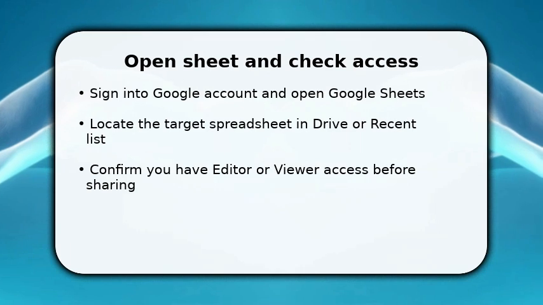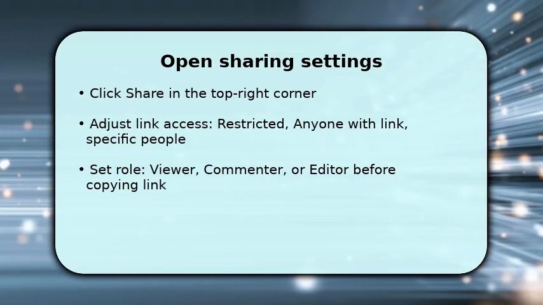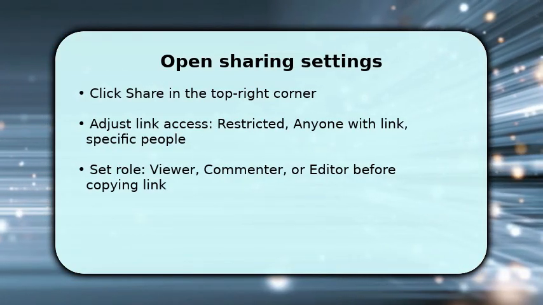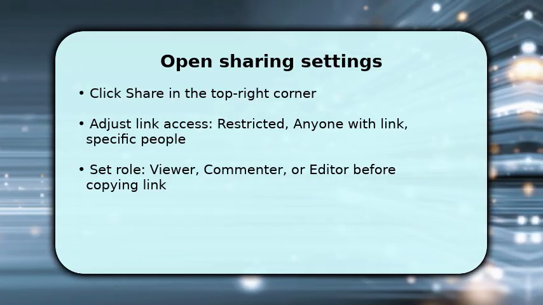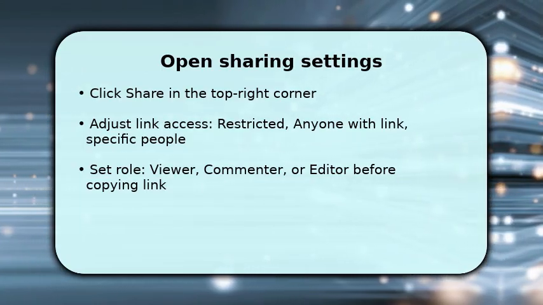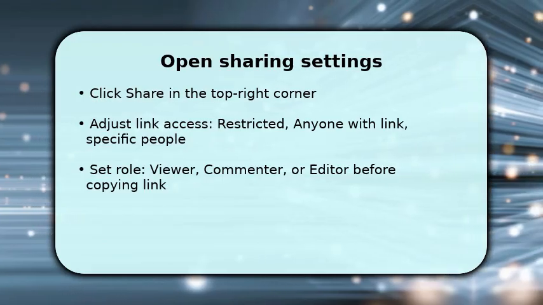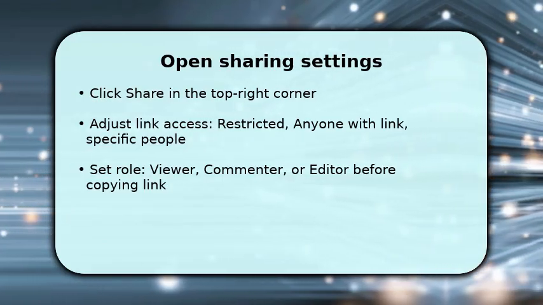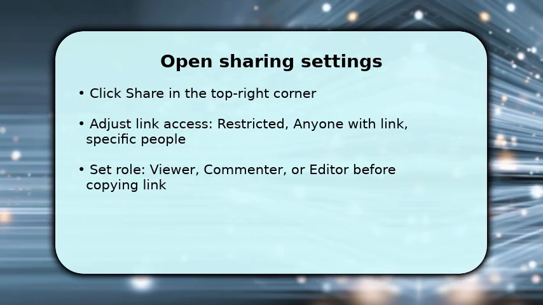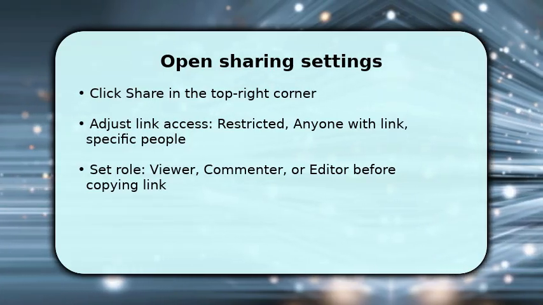You then click the Share button at the top right to open sharing settings. Once the dialog appears, make sure to adjust the link access level. Choose Restricted to limit access, or anyone with link to make it broadly available. Next, select the role, viewer, commenter, or editor, based on how much control you want recipients to have.